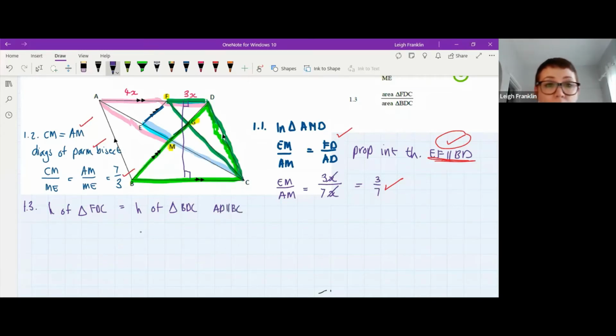Now that's important because they're going to give us a mark for that. So we have to state it, because that's why it's true. This is the reason why it's true, so it has to be stated. Okay, so area, what am I writing?